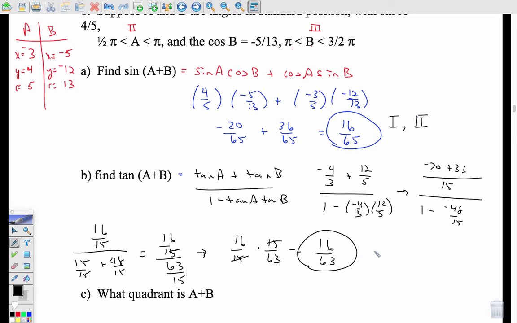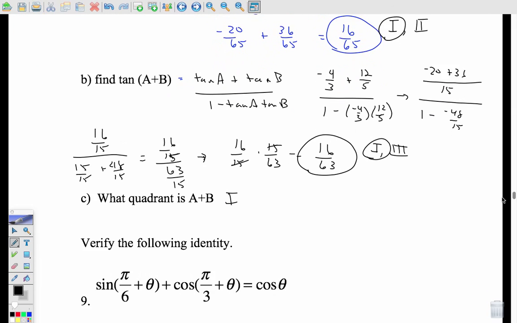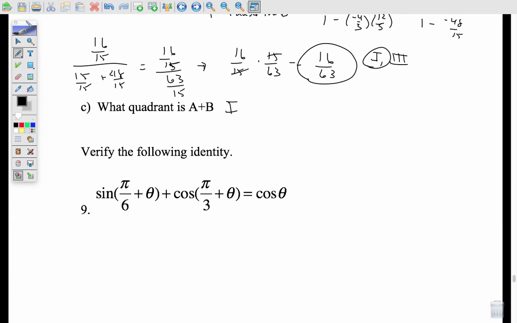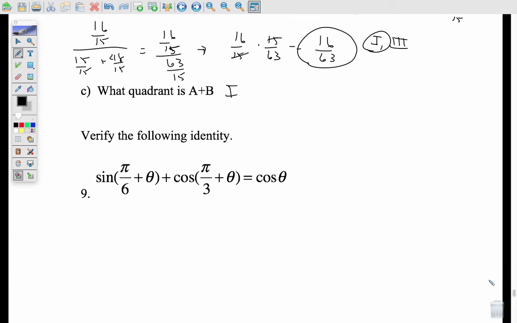And as we talked about with our last problem here, sine of A plus B is a positive 16/65, so that happens in quadrants 1 and 2. Here, 16/63, tangent is positive in quadrants 1 and 3. You can see our overlap is in quadrant 1, so the quadrant of A plus B puts us all the way back in quadrant 1.